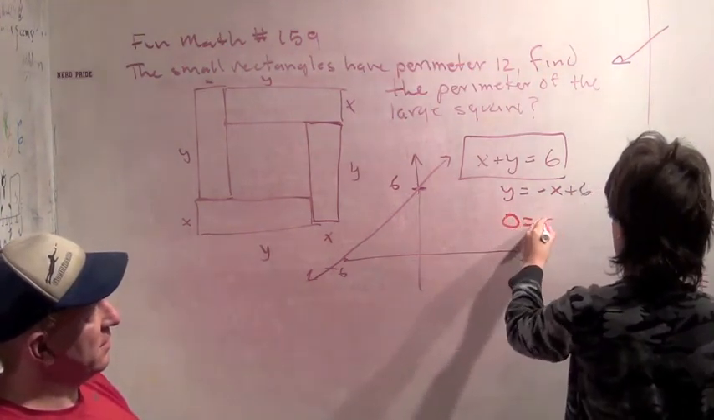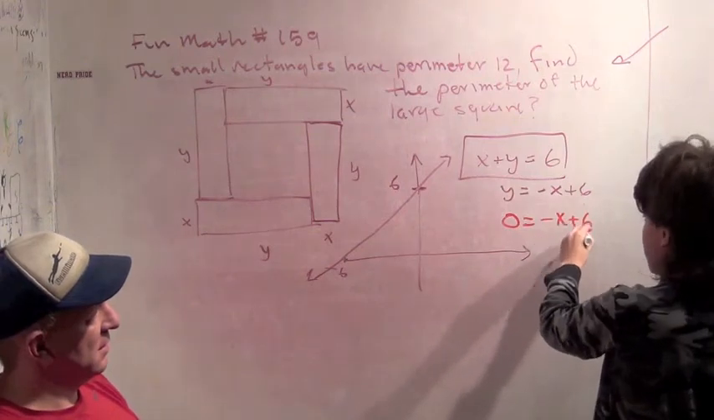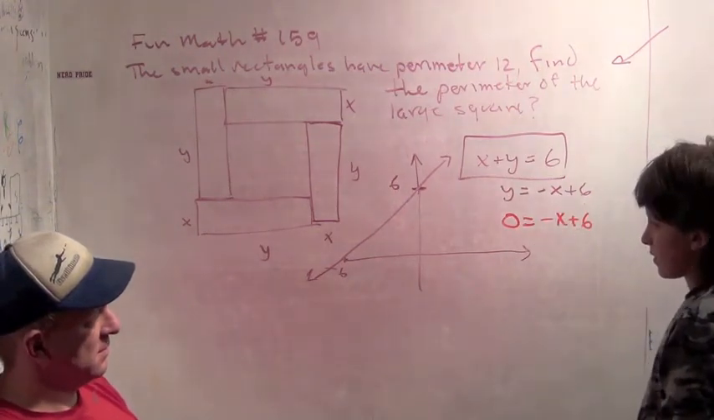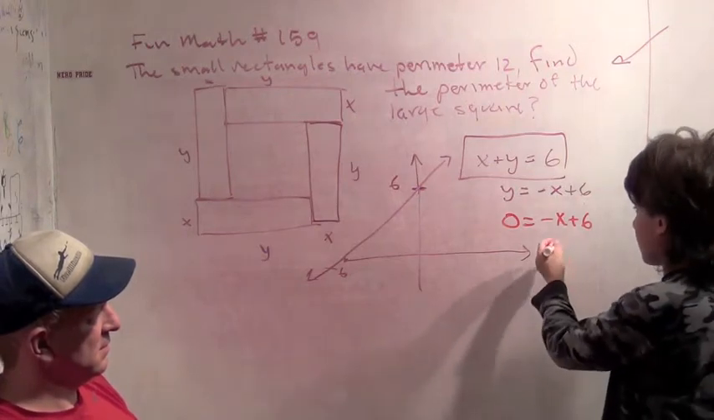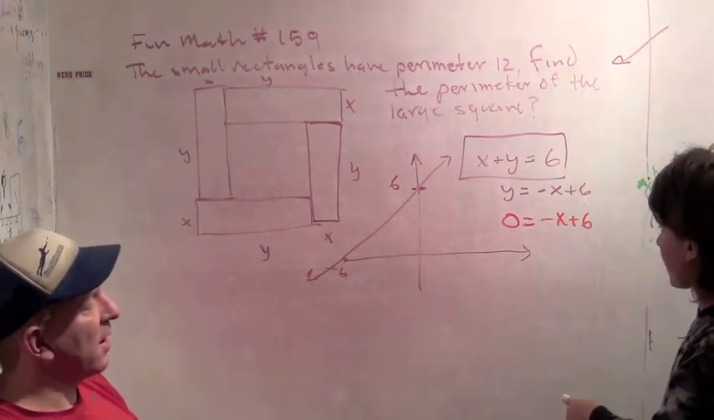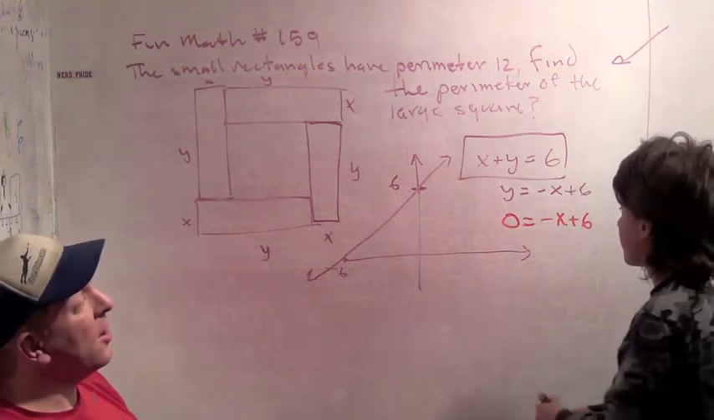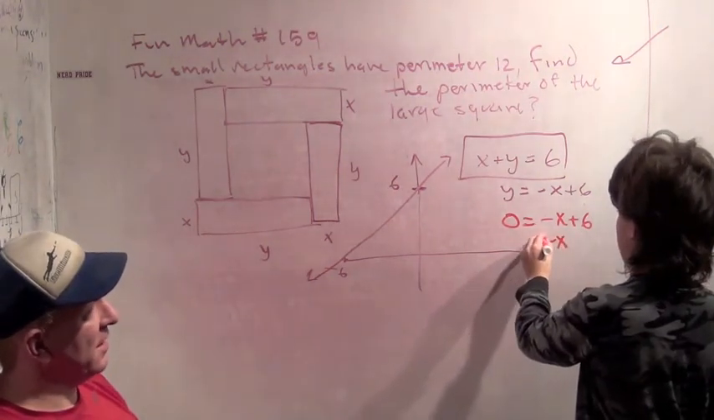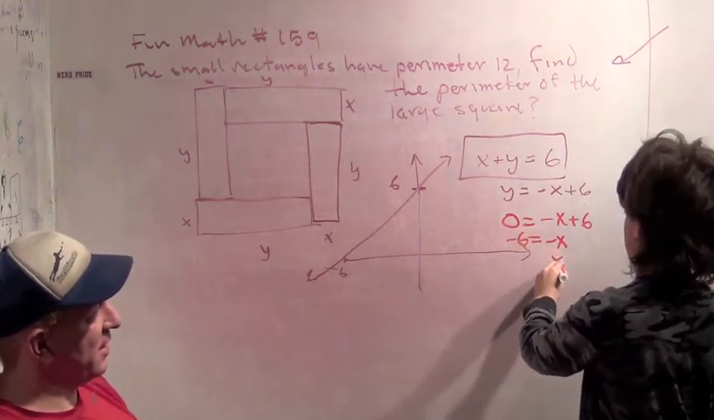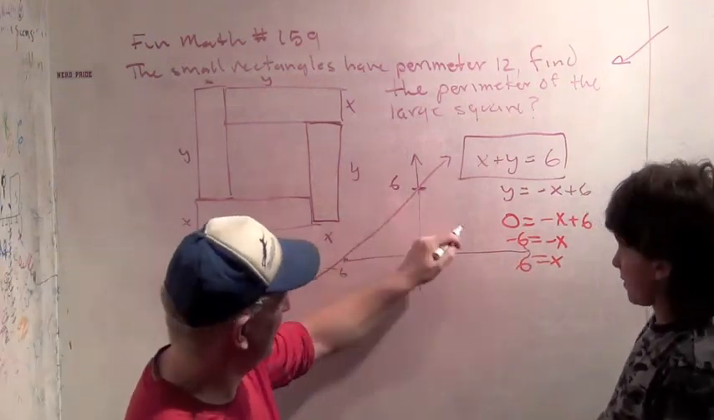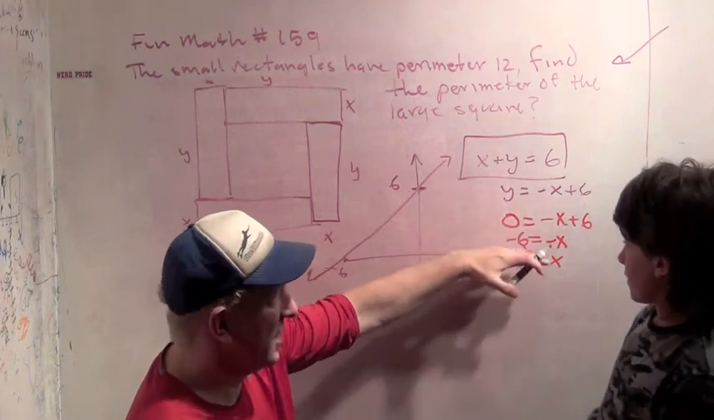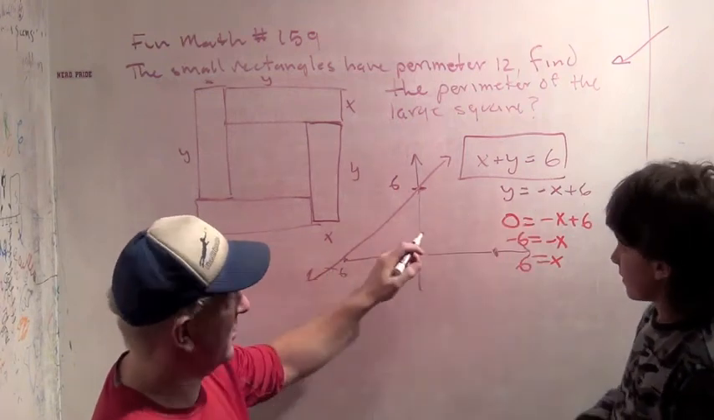0 is minus x plus 6. So x is 6, because minus x equals minus 6. See how writing things down is a little bit better than doing them in your head? Because that way you can understand where the mistake was. Before, we didn't know where the mistake was.